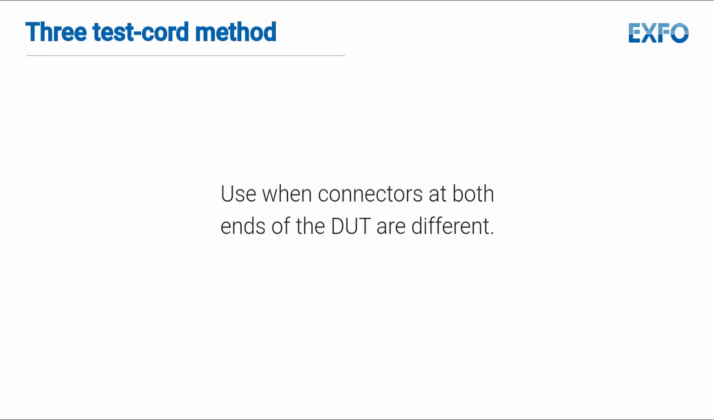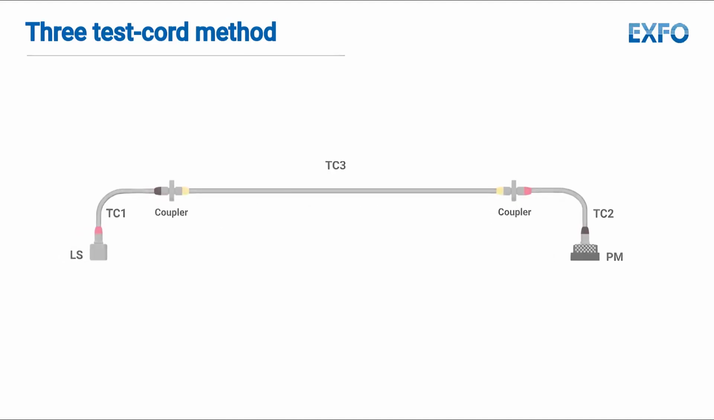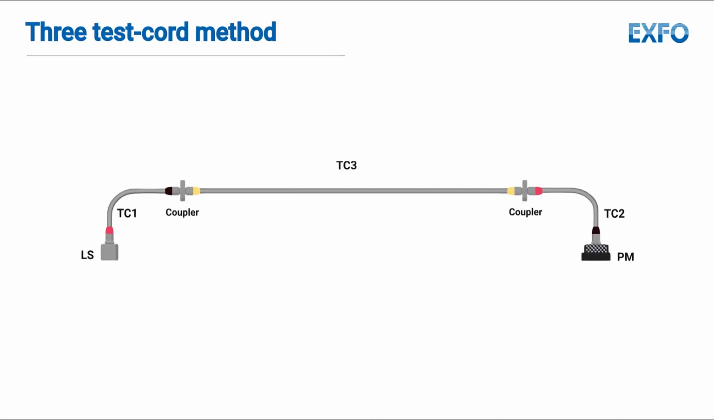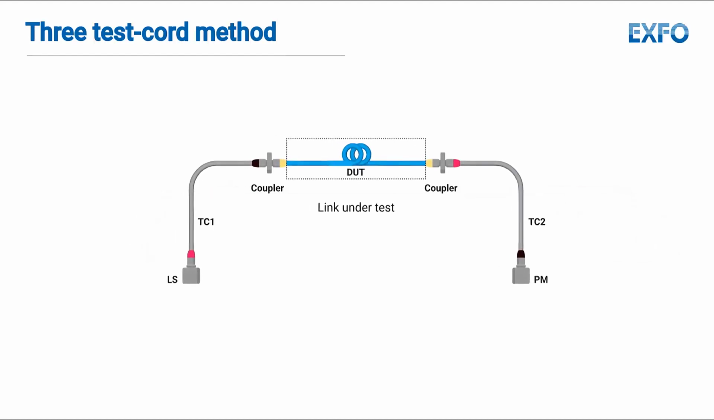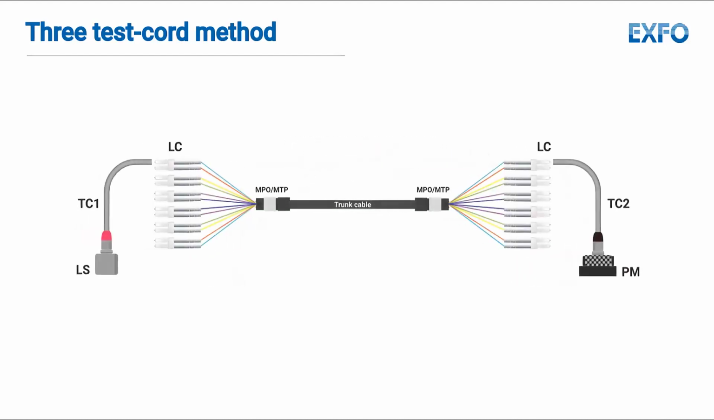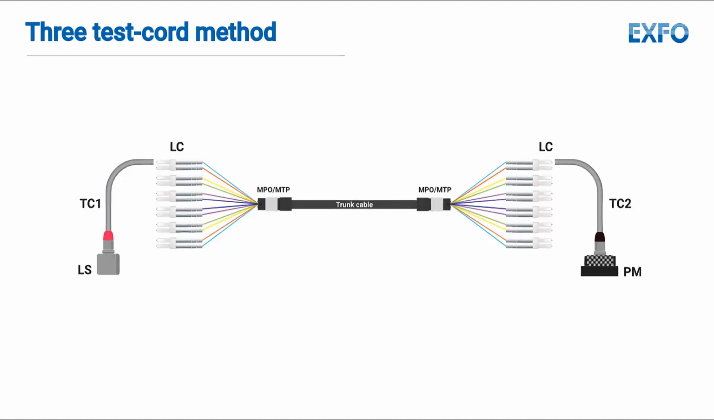In some instances, it may not be possible to use the recommended method. Such cases may include situations where connectors at both ends of the DUT are from different types. These cases call for the three-cord method. Set the reference using three test cords to match connectors on the test set as well as those on the link to be tested. Once the reference has been performed, the TC3 is removed and the link to be tested is connected. The three-cord method may also be used when testing MPO trunks. In this use case, fanouts must be used to convert from LC to MPO, including the appropriate gender.